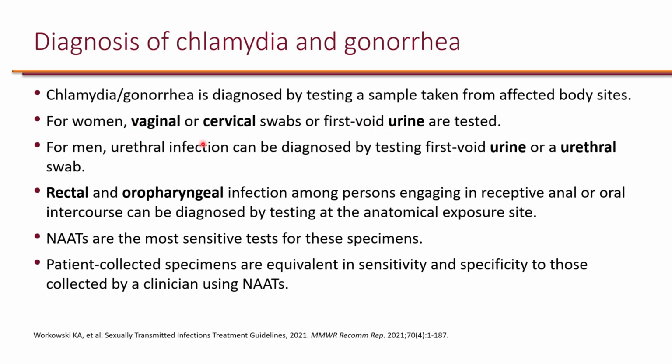For men, urethral infection can be diagnosed again using first-void urine or a urethral swab. And I will tell you that most routinely people just get the urine sample for these. If you suspect the route of transmission was rectal or oropharyngeal, those sites can also be swabbed because a urine sample might test negative where somebody may have oropharyngeal infection. So all three sites may need to be tested in certain individuals with risk factors.